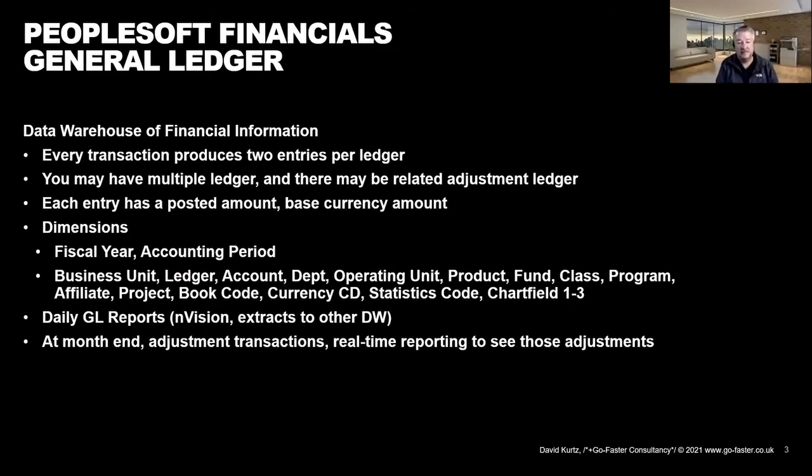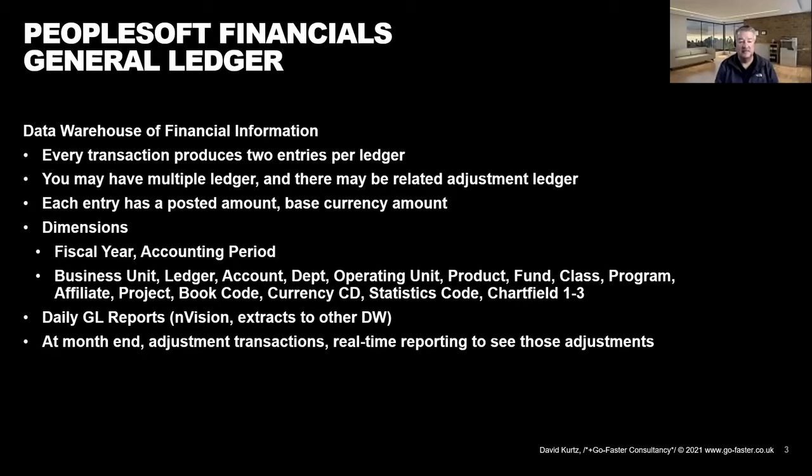What is General Ledger? It is a data warehouse of financial facts. You've got all of your OLTP stuff posting to the ledger. Every time you do a transaction, you post two entries to your ledger. And then there's big data warehouse style reporting, particularly at month end. And they like to do it on the OLTP database because at month end, they want to put adjustments through and see the consequences immediately.